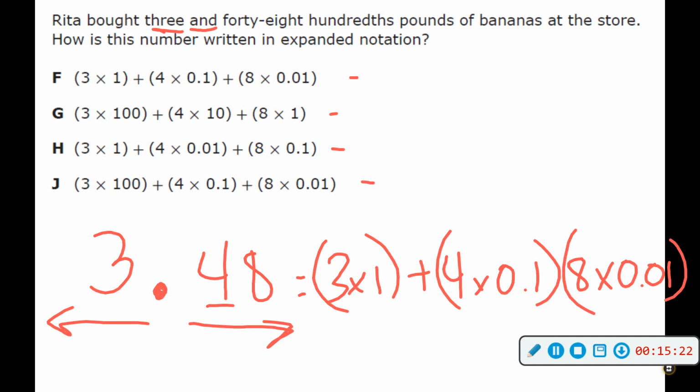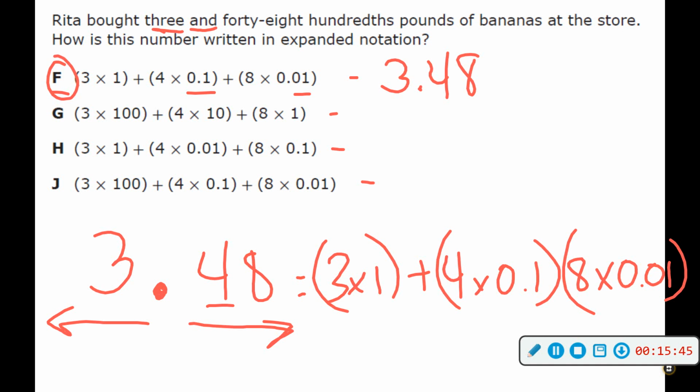Let's try it the second way. Read about 3 and 48 hundredths. I'm going to write down what F says. 3 times 1, that means 3 is in the ones place. If 3 is in the ones place, I can go ahead and put the decimal there. Then there's a 4 in the tenths place, and there's an 8 in the hundredths place, 3 and 48 hundredths. That matches what I did, so the answer must be F.